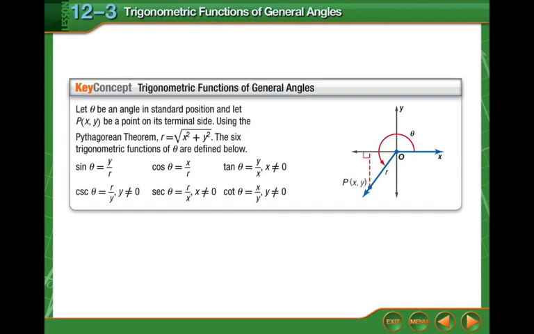It's y over x. And then your other ones, cosecant, secant, and cotangent, are just going to be the opposite. So the flipped or the reciprocal of the one above it. So sine was y over r. Cosecant is r over y. Cosine was x over r. Secant is r over x. And tangent was y over x. Cotangent is going to be x over y.